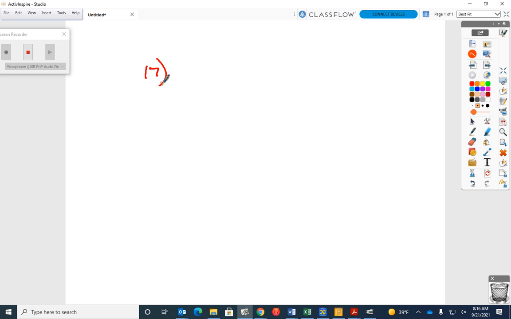So 17, I've got negative 2 radical 27 plus 3 radical 3. In order to add these two, what do I have to have?